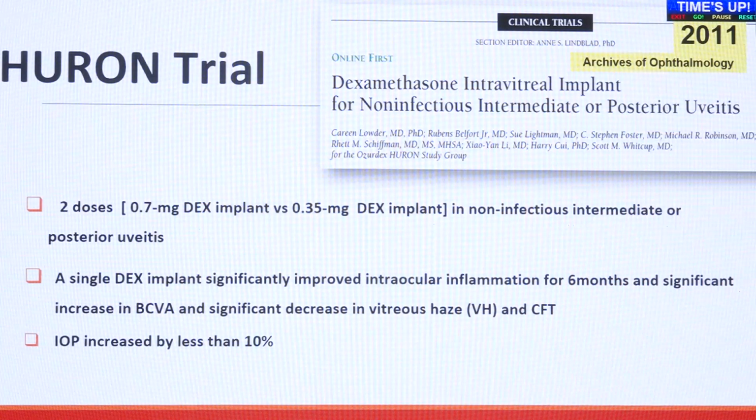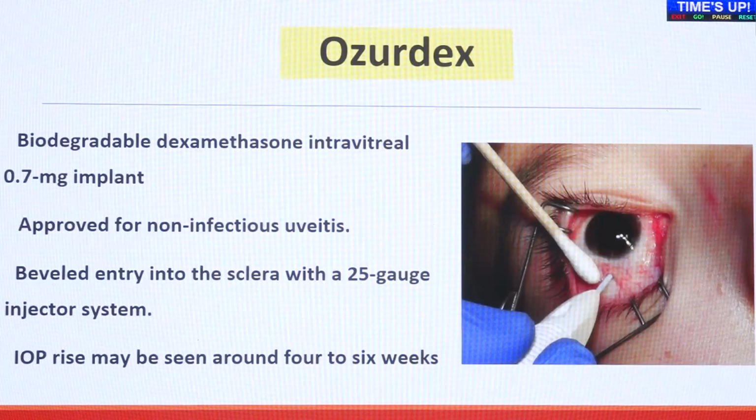The HURON trial is a significant milestone in the usage of intraocular injections for uveitis treatment, and this was done by Karen Lowder, who used two doses, 0.35 and 0.7 milligram, that is 700 microgram of dexamethasone, which was very effective. It's a biodegradable implant. You inject it in the vitreous cavity and it has almost a 90% success rate. IOP increased in less than 10% of the cases, and even if it is increased, it can be controlled with drugs only. This is a biodegradable implant, as I told, approved for non-infectious uveitis.